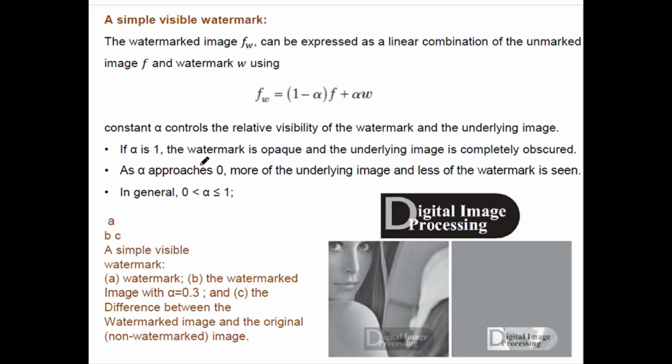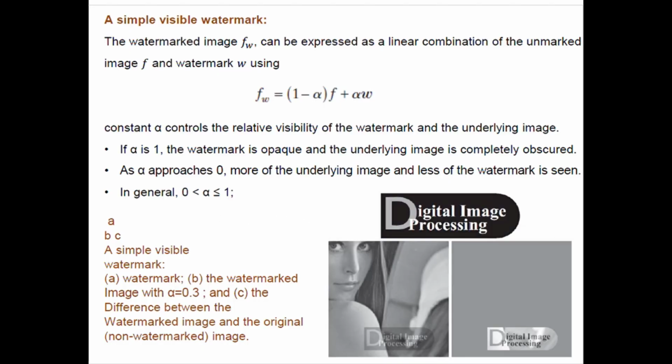If alpha is 1, the watermark is opaque and the underlying image is completely obscured. As alpha approaches 0, more of the underlying image and less of the watermark is seen. In general, alpha is between 0 and 1. Here, if alpha is 1, I can see only the watermark, we can't see the original image. If alpha approaches 0, we can see more of the original image and less watermark. In general, alpha is between 0 and 1.